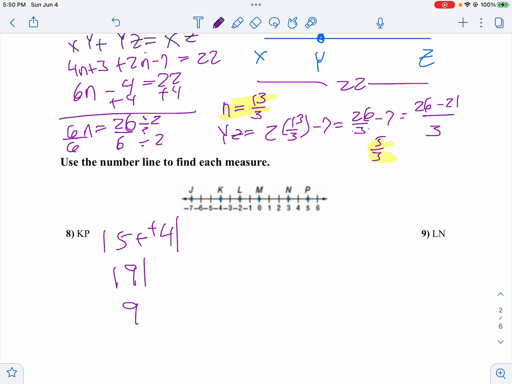I'm going to look at L to N. I'm going to go from -2 to 3. I think I'll count this time. -2 to 0 is 2. And 0 to 3 is 3. So it's actually 2 plus 3, or 5. I could have just as well said take the absolute value of 3 minus a -2. I'll still get 5 no matter how you do it.